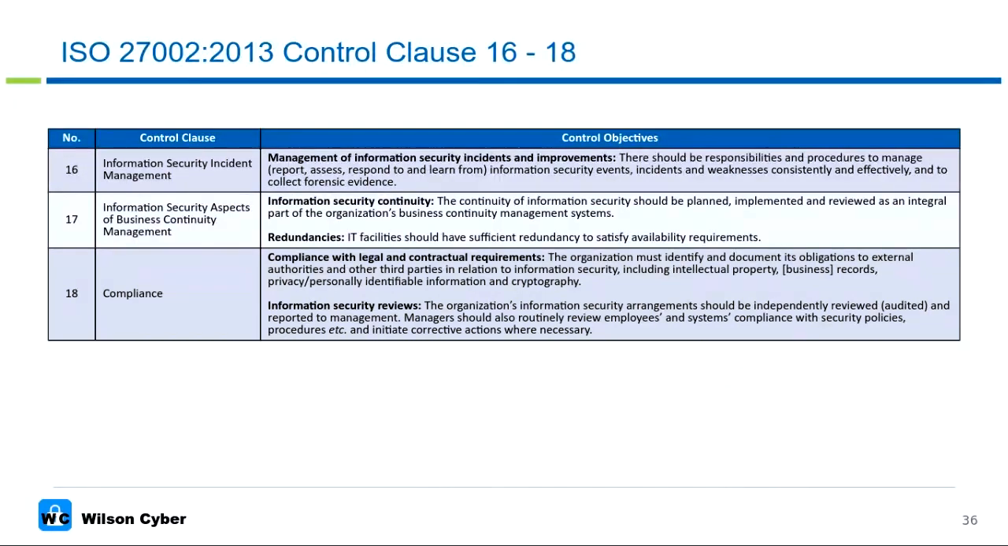And information security reviews control objective. The organization's information security arrangements should be independently reviewed or audited and reported to management. Managers should also routinely review employees and systems compliance with security policies, procedures, etc., and initiate corrective actions when necessary.